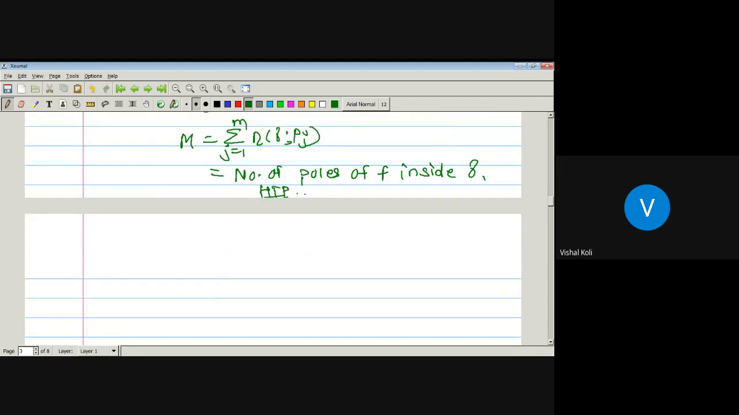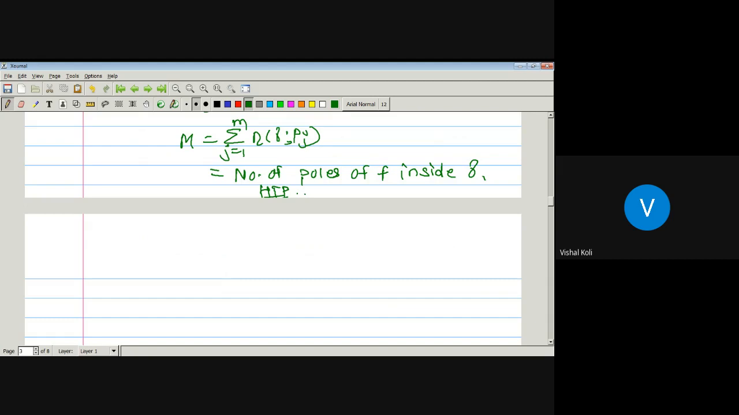Okay, so this result will be useful when we have to find some integral, then we can easily find it from this result. If the function is meromorphic, then only we can use this result. Okay, and that is the required result.